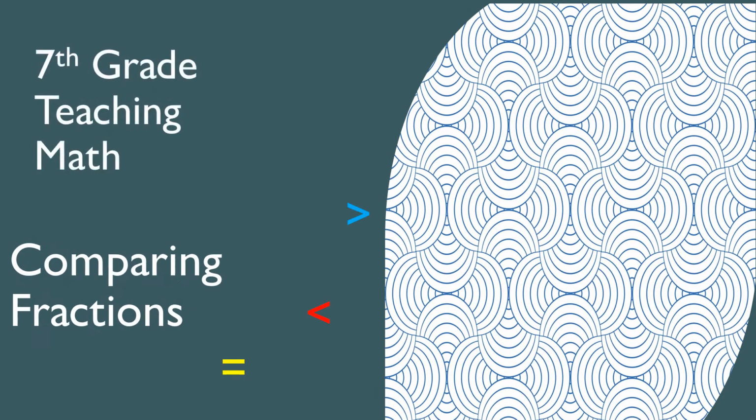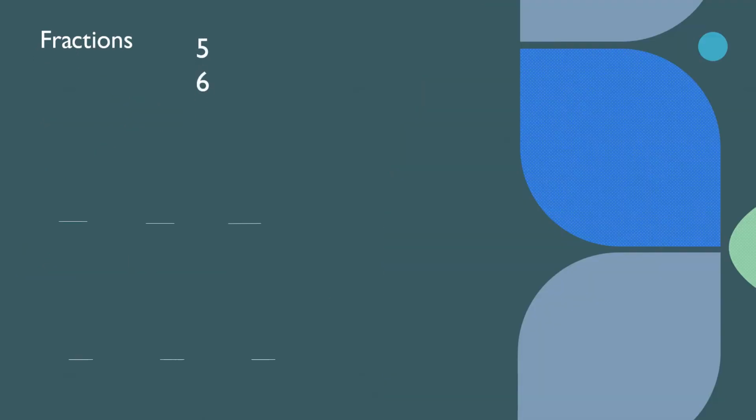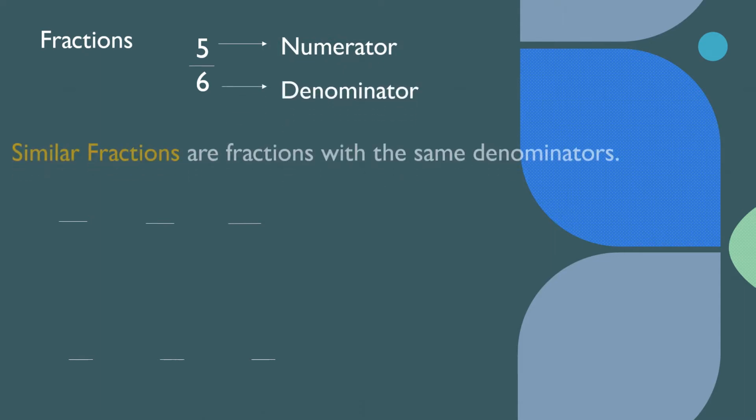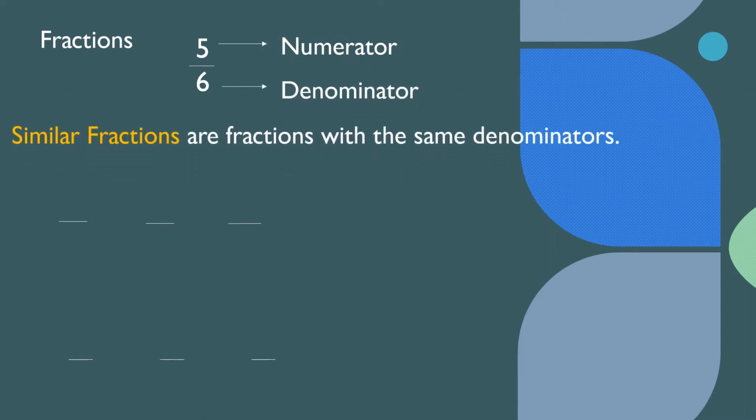Today you're going to learn about fractions, especially how to compare fractions. Now, I have here 5 over 6. We know that 5 is the numerator and 6 is the denominator. Now, pag-aralan natin yung mga terms related to fractions kasi kailangan natin yan later pag nag-compare tayo.